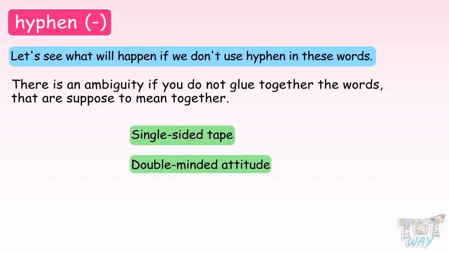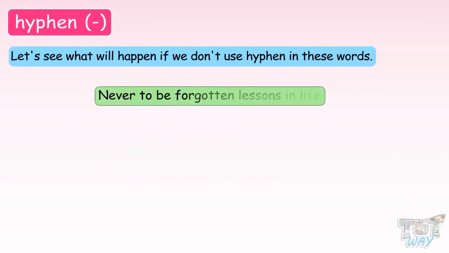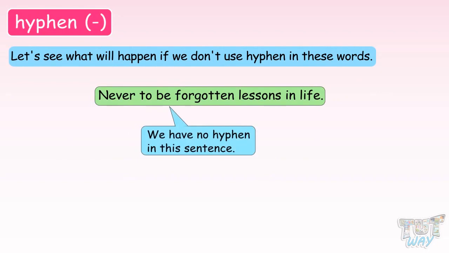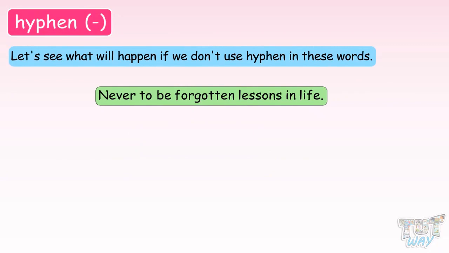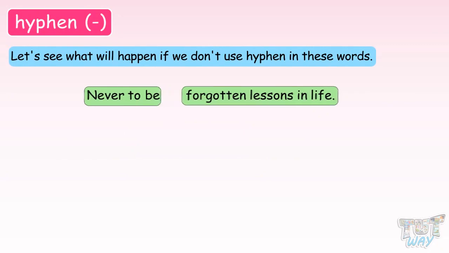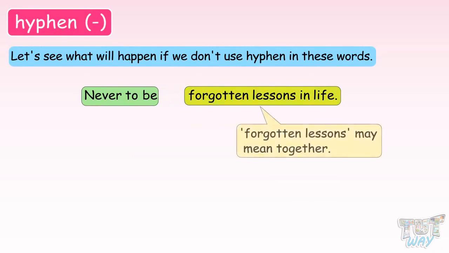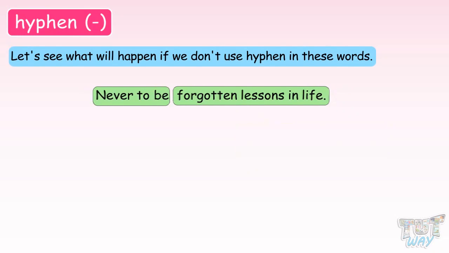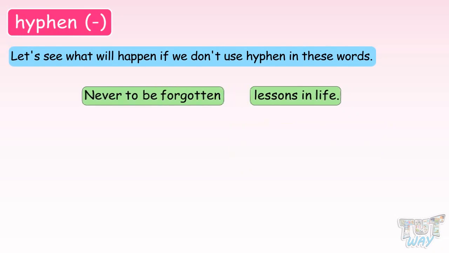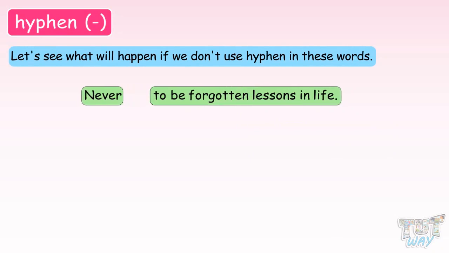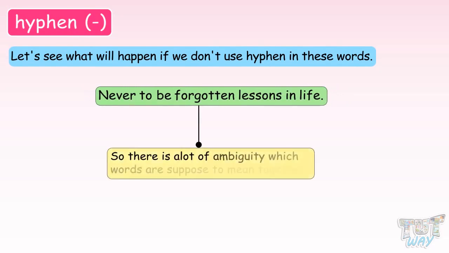Let's have more examples. Never to be forgotten lessons in life. Here we have no hyphen in this sentence, so there is ambiguity in the sentence. You can read it as never to be forgotten lessons in life. That is, forgotten lesson may mean together, and other can be never to be forgotten lessons in life. There can be more, never, to be forgotten lessons in life. So there is a lot of ambiguity about which words are supposed to mean together.